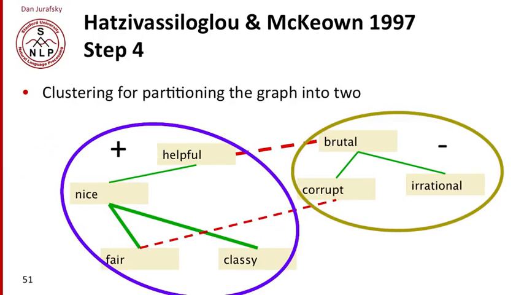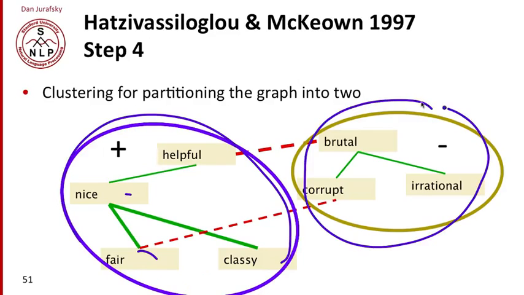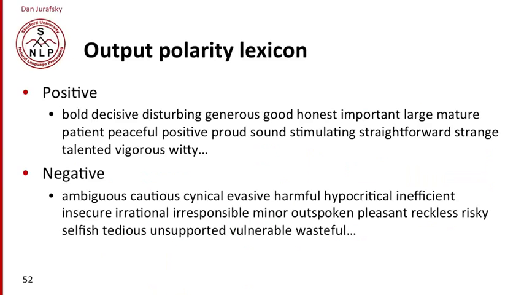And now we can just cluster the graph and use any kind of clustering algorithm, and we get for the words that tend to be linked together, helpful and nice and fair and classy, we'll get that these are linked together, and brutal and corrupt and irrational are linked together, and we can get our output polarity lexicon.